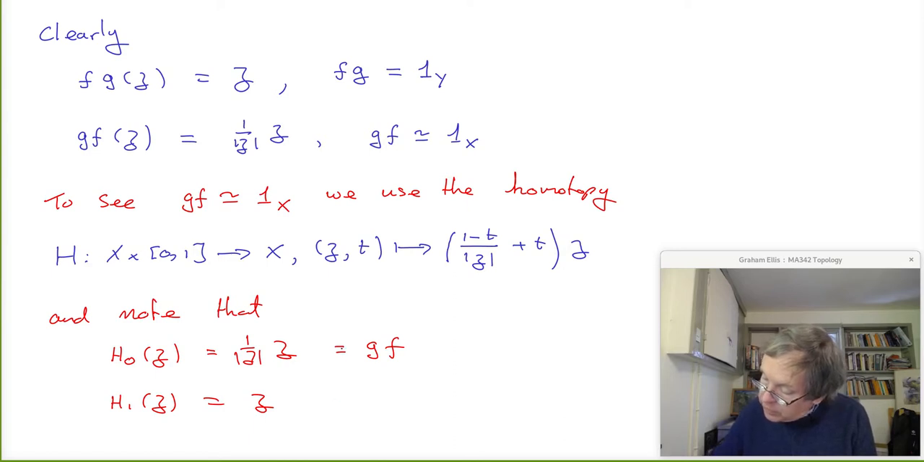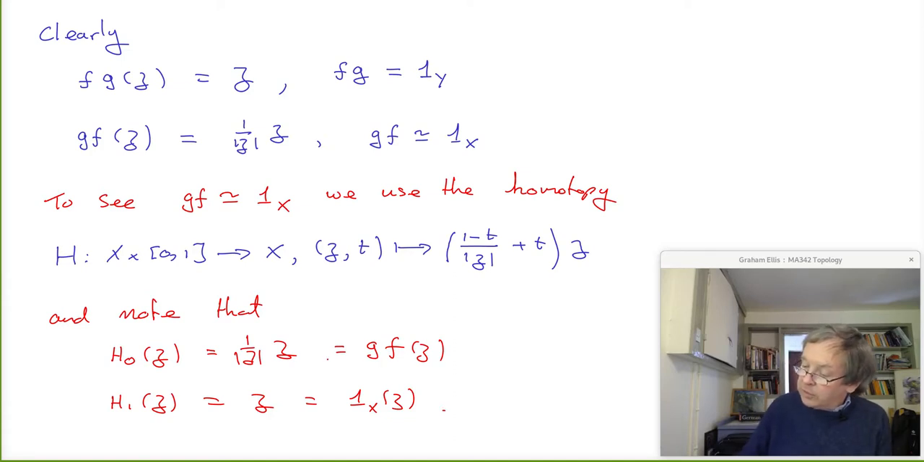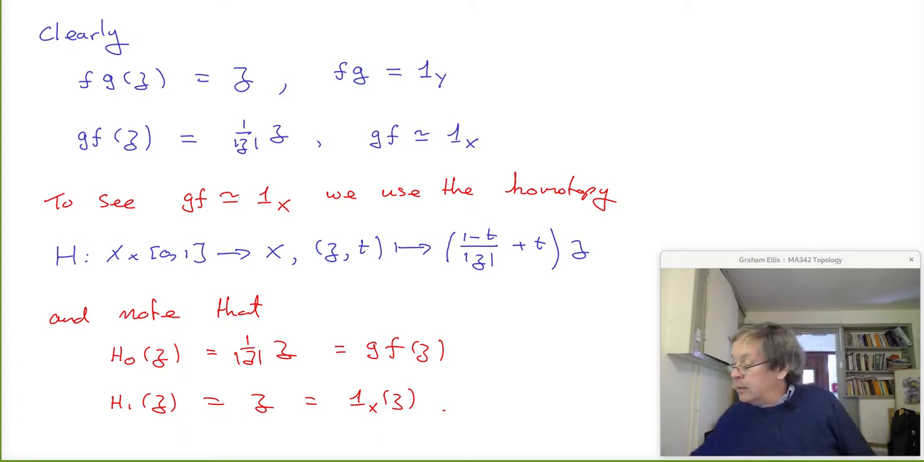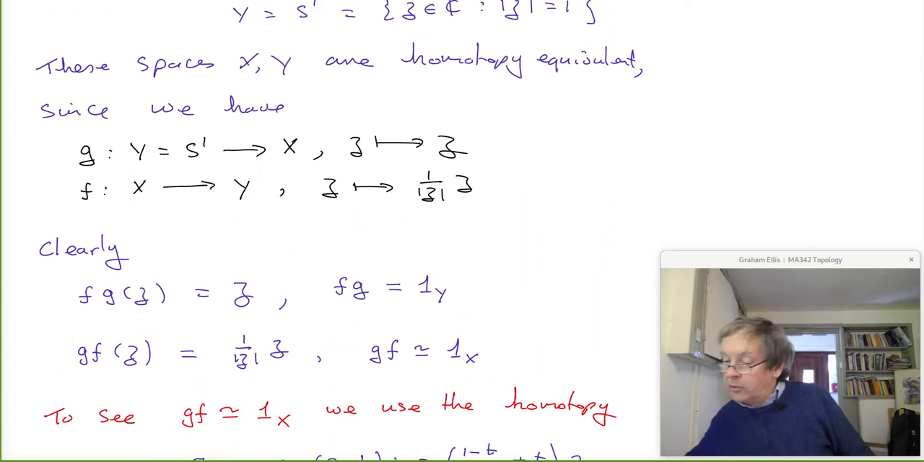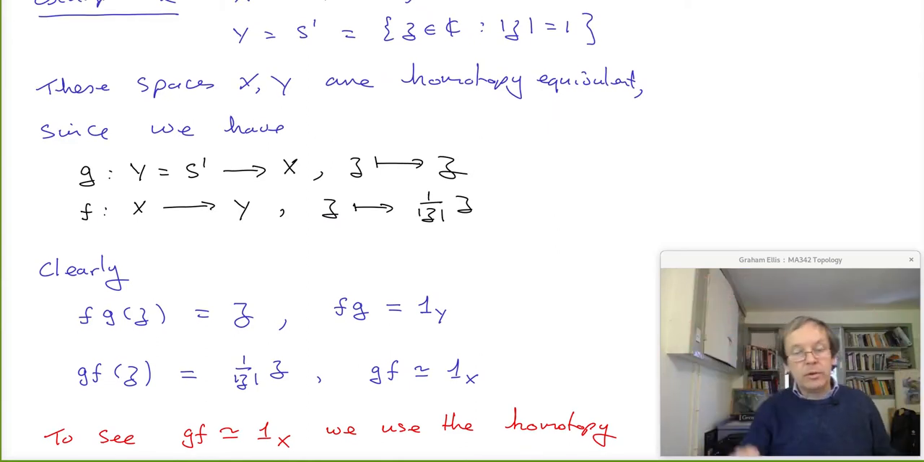I shouldn't say that; it's GF of Z is what I meant here. And so here, what is this? This is just the identity on X of Z. So we're done. That homotopy does the trick. It's a homotopy between GF and the identity. So we have everything we need. And there's an example then of two different spaces, the circle and the non-zero complex numbers. They're not homeomorphic, but they are homotopy equivalent. Any questions on that? Gives me a chance to sip my coffee.